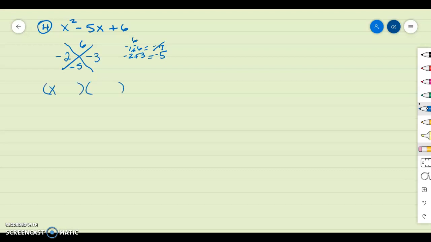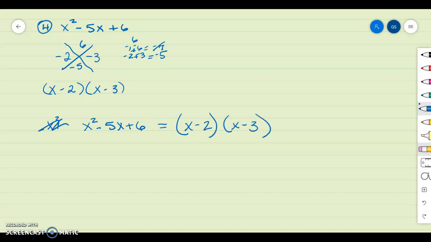Okay, now our answer, our factored form, is x minus 2, x minus 3. There's just one thing I want to point out to you. I want you to understand that x squared minus 5x plus 6 is equal to x minus 2, x minus 3, the same exact way that 6 is equal to 2 times 3. The factors of 6 are 2 and 3. The factors of x squared minus 5x plus 6 are x minus 2, x minus 3.